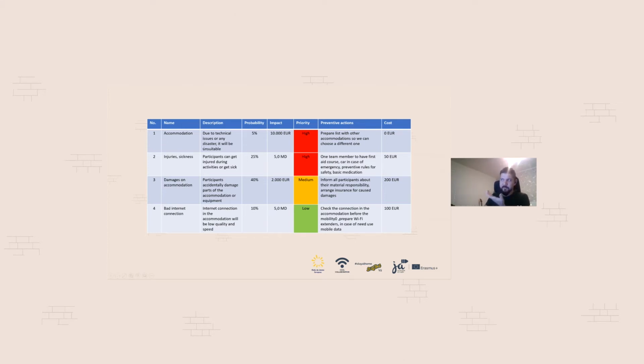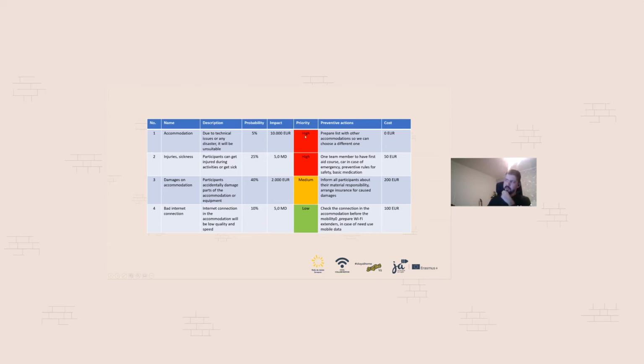It can happen, so I need to do something with that. The probability is, okay, 5%. I think it's still high, but okay, it can be 5%. So when I'm counting on the time to get the accommodation or prepare, I'm counting 5% more time and 5% more budget. And the impact would be, let's say, 10,000 euro, because what can happen?